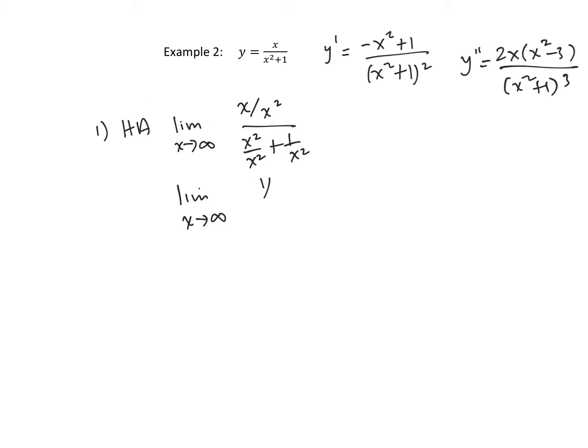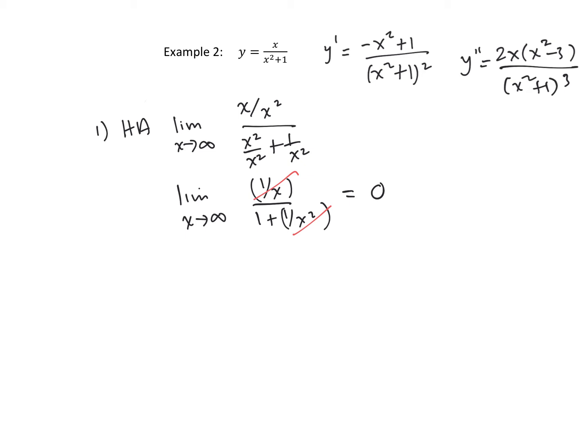So x gives 1 over x in the numerator. In the denominator we have 1 plus 1 over x squared. Then as x approaches infinity, any of these values that are divided by a variable are going to get really, really small. Like 1 divided by infinity is basically 0. So that would be 0 and that would be 0. Therefore my horizontal asymptote would be at 0.